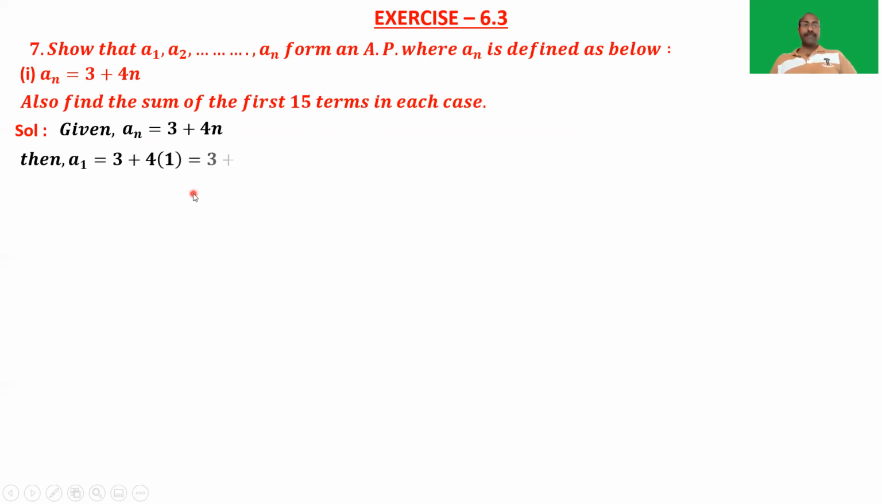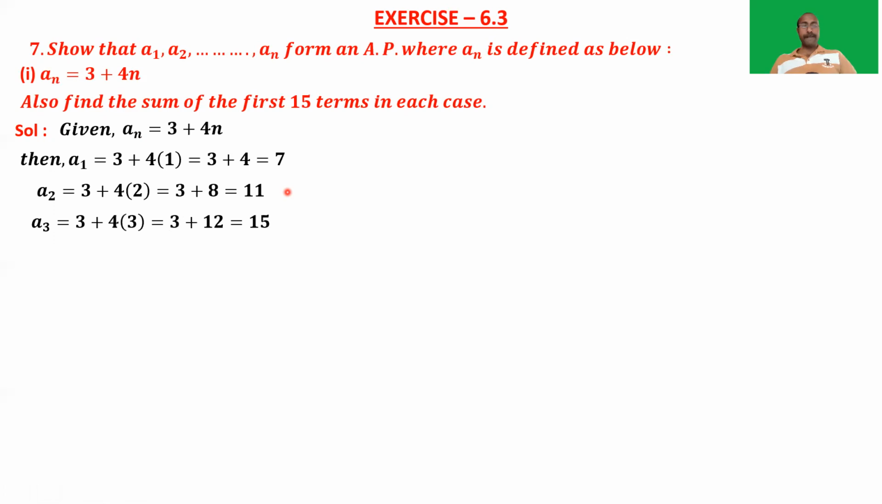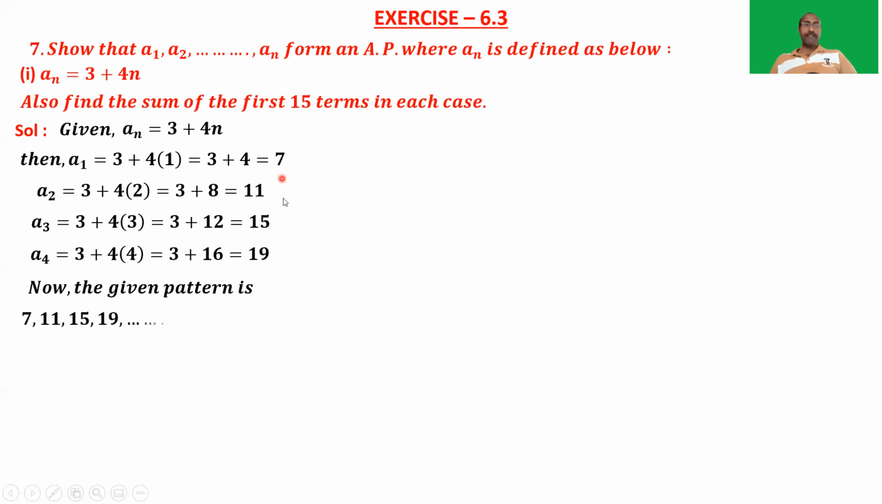So take A1. A1 is equal to 3 plus 4 into 1, that is 3 plus 4 equal to 7. And by substituting 2 in this equation, we get A2 is equal to 3 plus 4 into 2, that is 3 plus 8 is equal to 11. And similarly, A3 is equal to 3 plus 4 into 3 is equal to 15. A4 is equal to 3 plus 4 into 4 equal to 19, like that. Now, the given pattern is 7, 11, 15, 19, and so on.